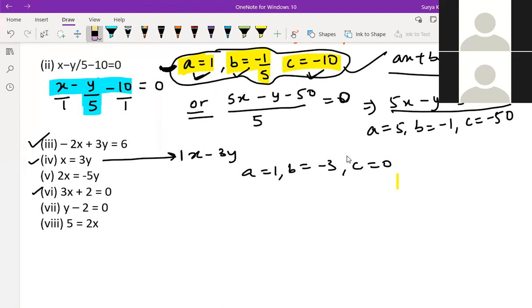What is the coefficient of x now, sir? x before is what? 1. x before is 1, hidden, no. Of course. So x minus 3y plus 0 equals 0. So a equals 1, b equals minus 3, c equals 0.